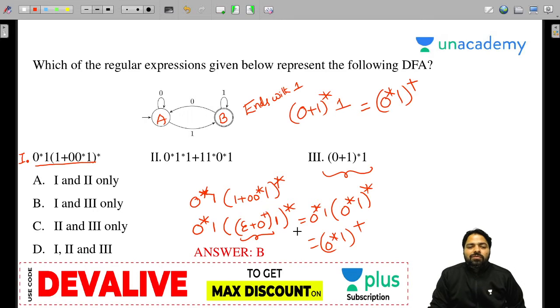Everybody, 0 star 1 whole plus. This represents 0 star 1 whole plus. And we have seen in our regular class, this also ends with 1. And this one, if you look at, is it covered? Every string ends with 1. Look at that, guys. Ends with 1. Is every string covered?